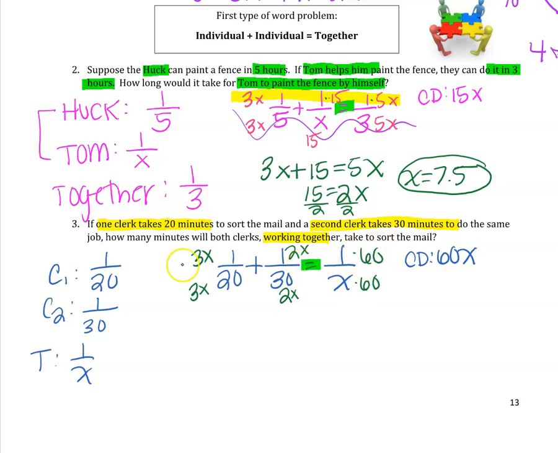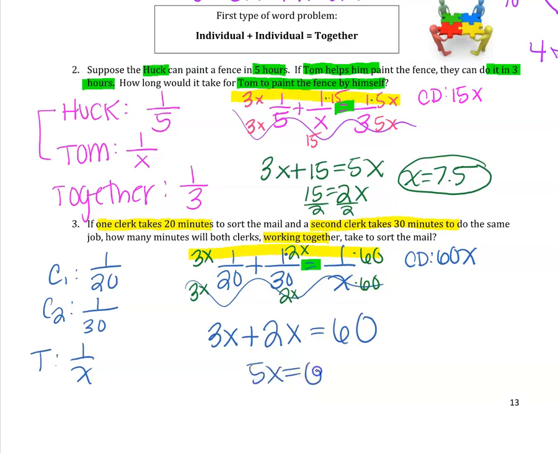When the problem equates, you can drop the base and solve the numerator. So I have 3x times 1 plus 1 times 2x. Oops, excuse me. I got to be careful with my multiplication. That's 1 times 2x, which is 2x, equals 1 times 60, which is 60. 5x equals 60. So x equals 12. It would take them 12 minutes together in order to sort the mail.